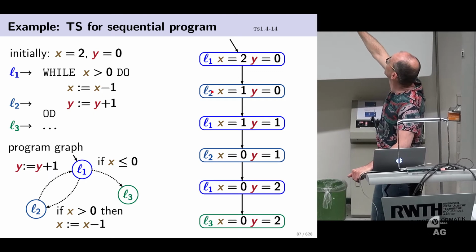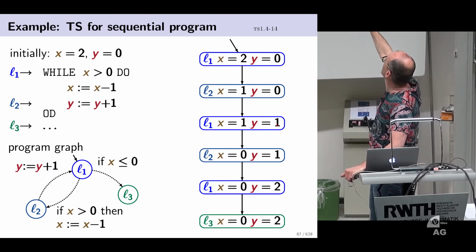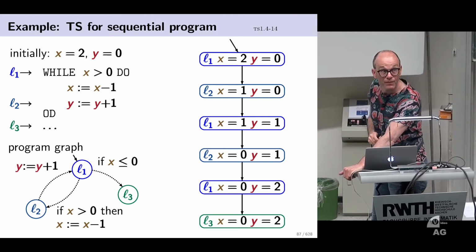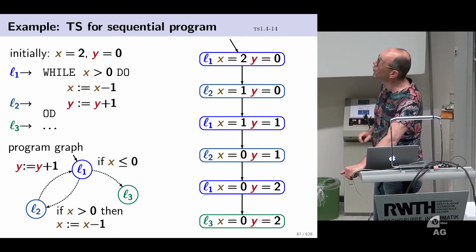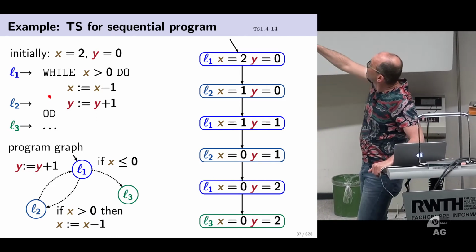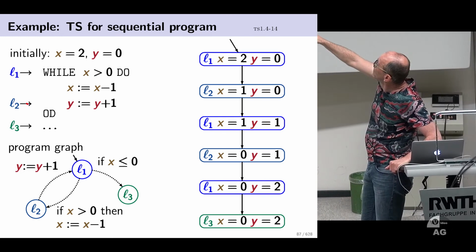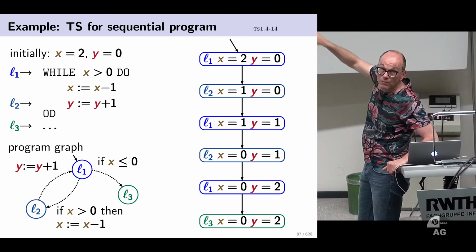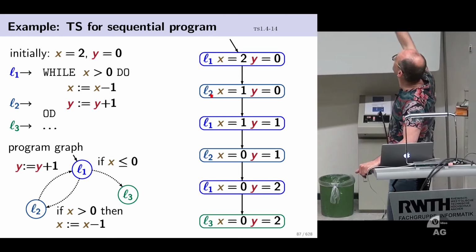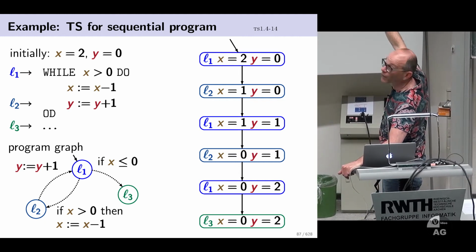What happens in L2? Well, x is not affected and y is incremented by 1. Where is the control flow of my program moving? Well, you have just executed L2. Then we go back to the beginning of the loop. So actually the program counter is changing from L2 to L1.